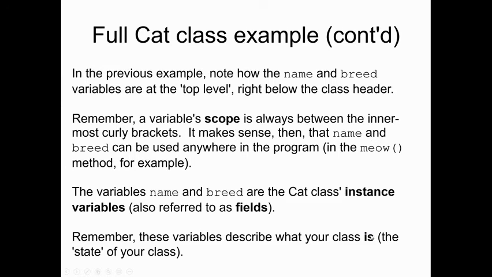In the previous example, note that the name and breed variables are at the top level, right below the class header. Remember, a variable's scope is always between the innermost curly brackets. It makes sense then that name and breed can be used anywhere in the class. In the meow method, for example, the variables name and breed are the Cat class's instance variables, also referred to as fields. Remember, these variables describe what your class is, or the state of your class.